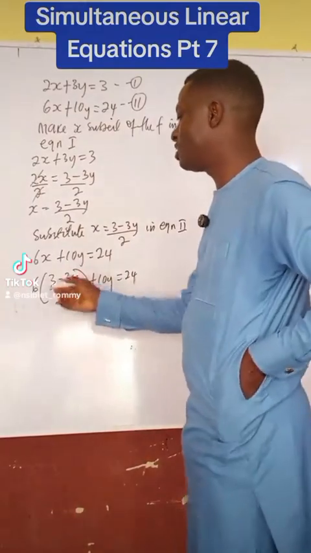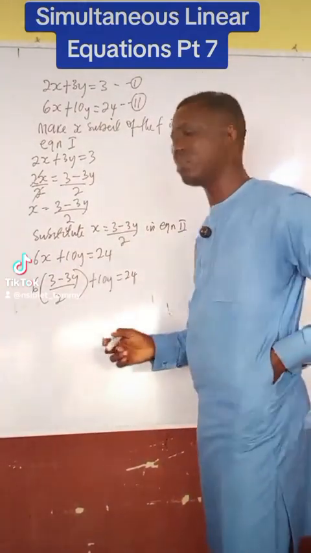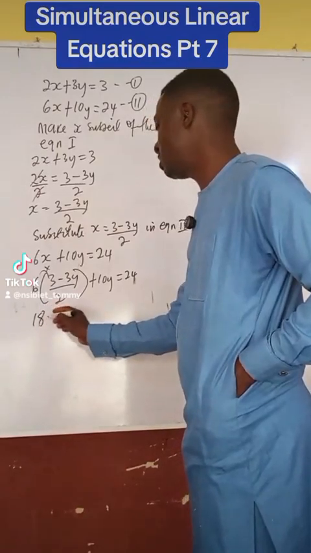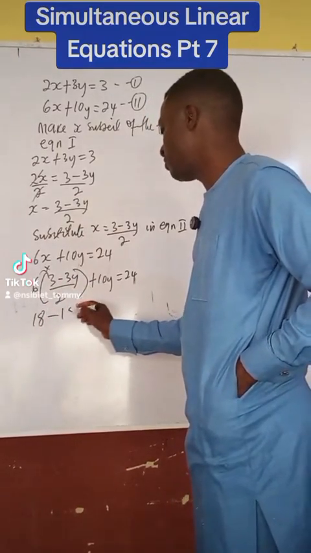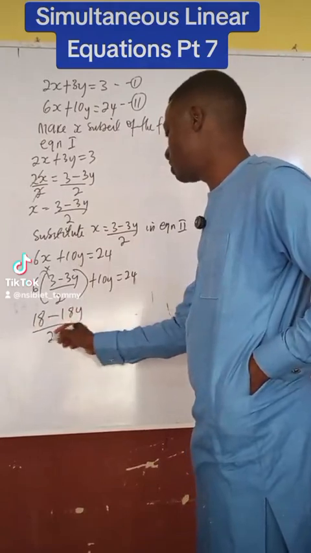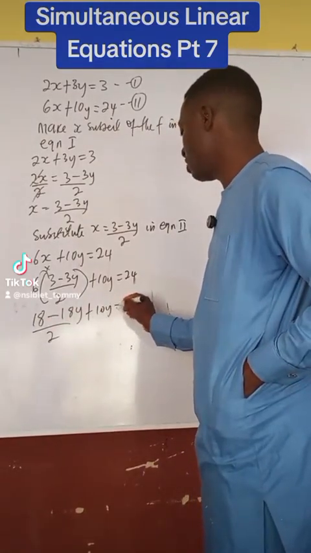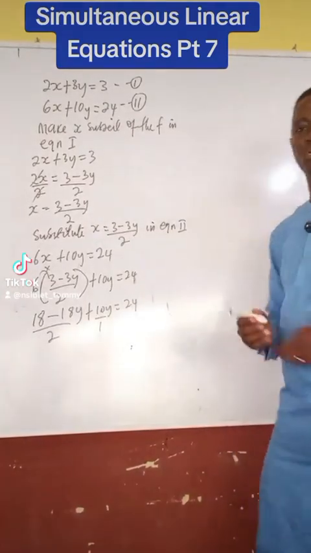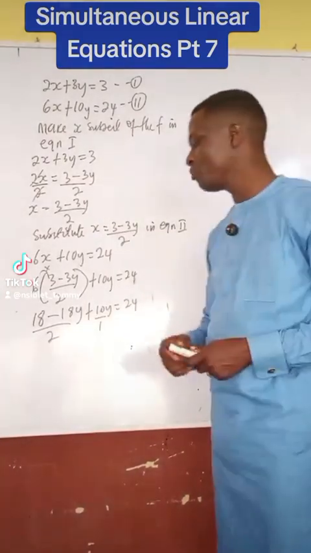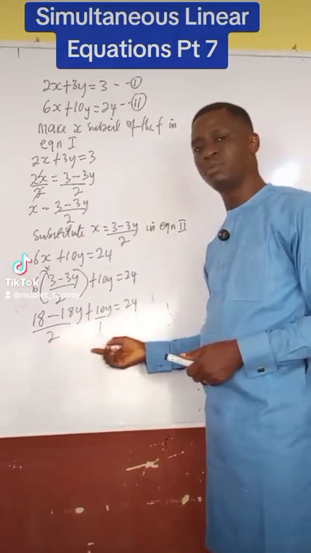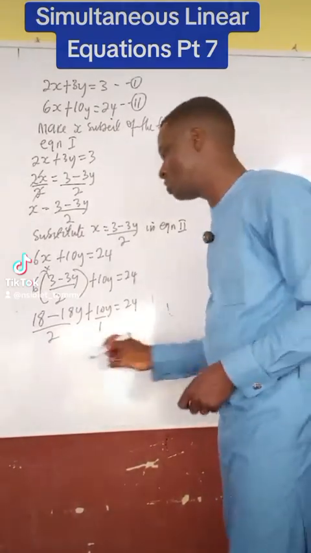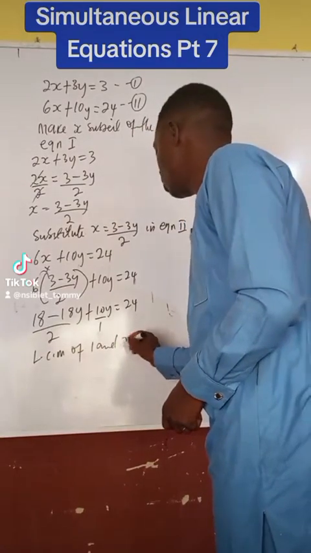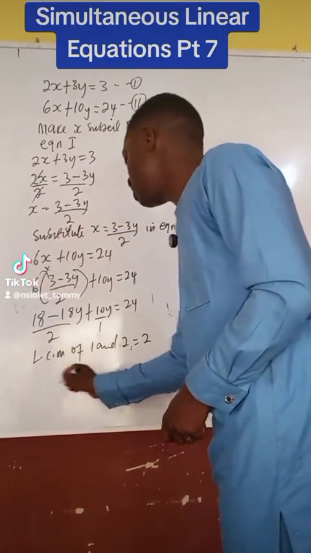So let's proceed. Use the number outside to multiply all the expressions we have in the bracket. 6 times 3 is 18, minus 6 times 3y is 18y, all over 2, plus 10y equals 24. We can make this a fraction by putting it over 1. Now what is the next thing? The next thing is for us to find the LCM of the denominators 2 and 1. LCM of 1 and 2 is 2. So you have here 2.